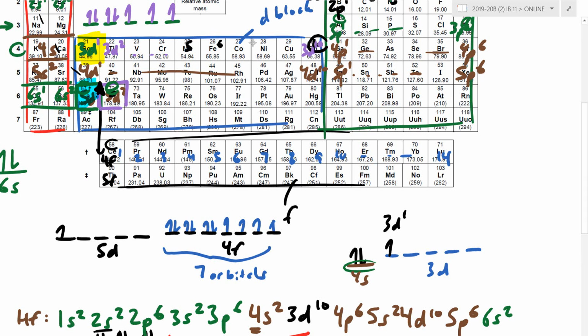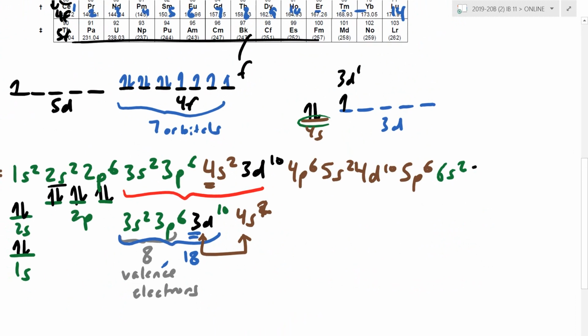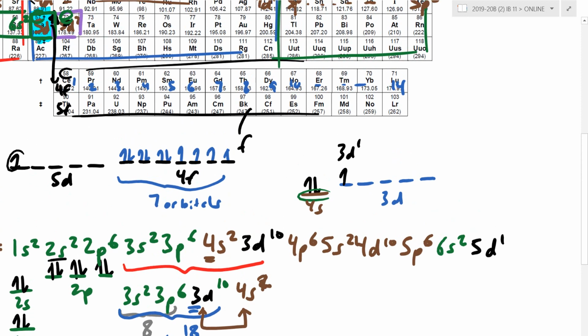So this is row 5, the first d electron going into it. This one here would now be 5d1. Normally, by the time you get to 5d1, you say, okay, let's fill up all the 5ds before you continue on filling the 4s.